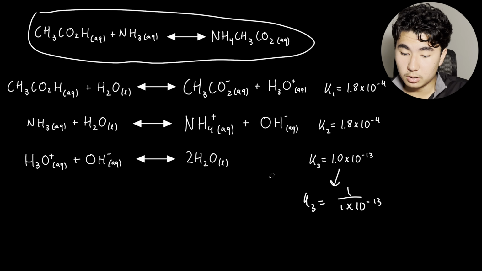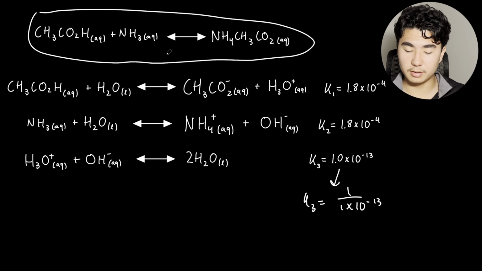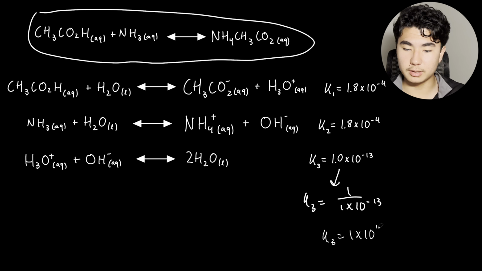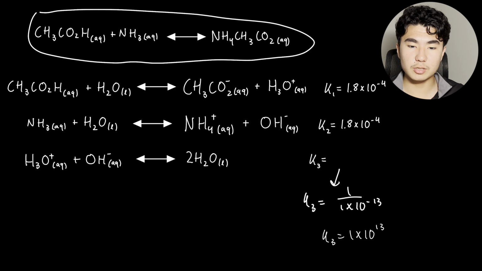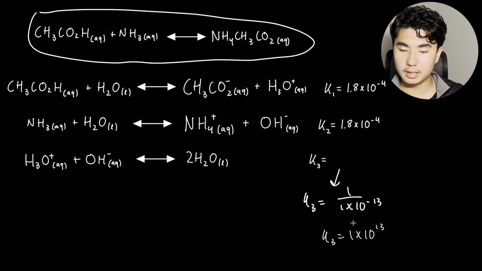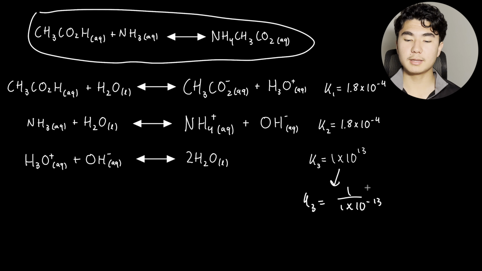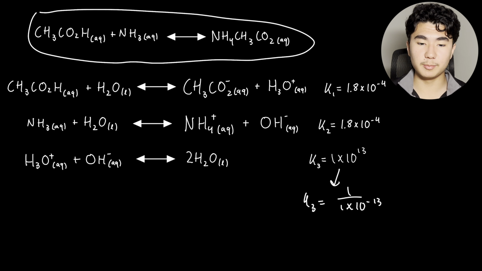So it's 1 over 1 times 10 to the negative 13. So our new K3 is going to be 1 times 10 to the 13. We can't use the old one anymore because we just reversed the reaction, and our new K3 is this one right here, because we had to do 1 over 10 to the negative 13 since we reversed the reaction.